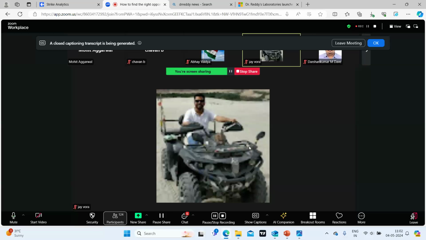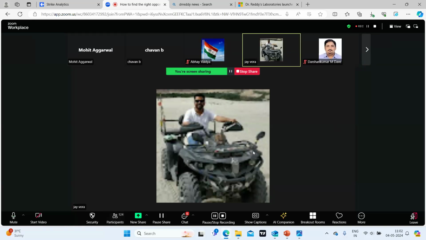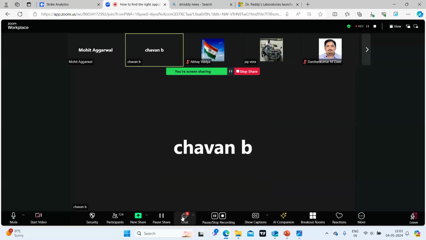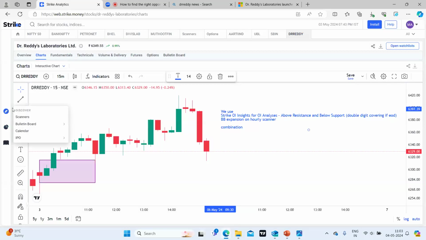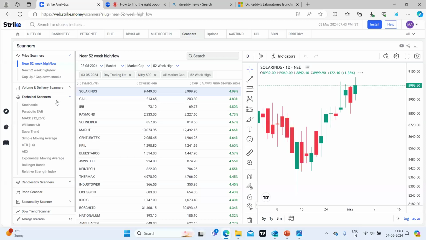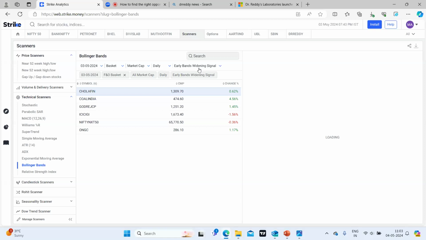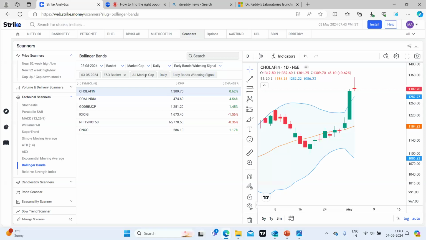Yes sir. Yes. So, yeah, Chavan, please go on. सर, ये बॉलिंजर बैंड स्कैनर्स एक बार दिखा देंगे? Discover section scanners. इसमें आपका ये टेक्निकल स्कैनर, उसमें बॉलिंजर बैंड्स, एंड उसमें देर इज अर्ली बैंड वाइडनिंग, एंड द basket I have to select FNO, and time frame I have to select early.